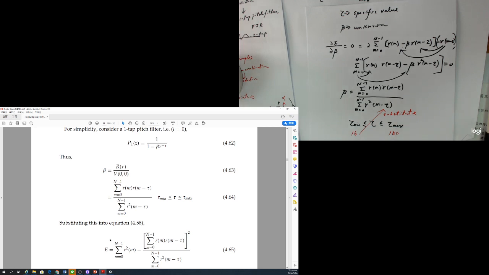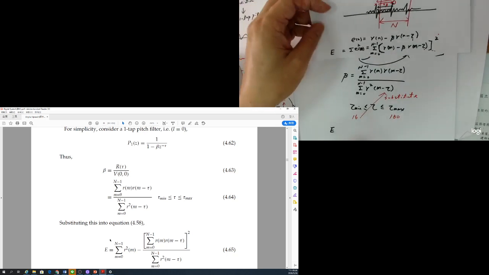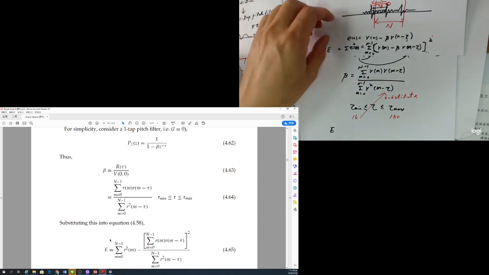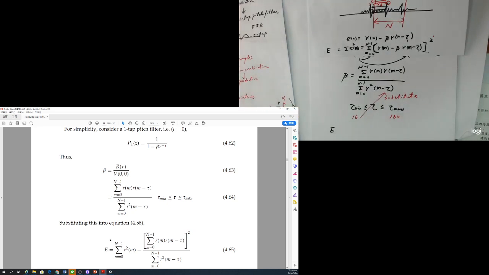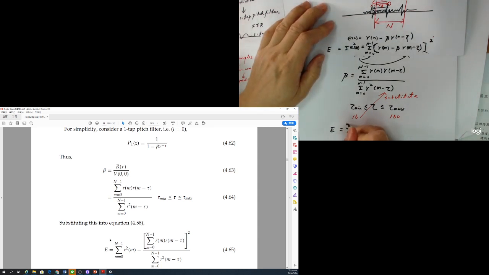So what's the error function here? Your error function is the summation, n equals 0 to n minus 1, so you can see it will be r square of m minus 2 beta r of m times r of m minus tau, plus beta square r square of m minus tau.